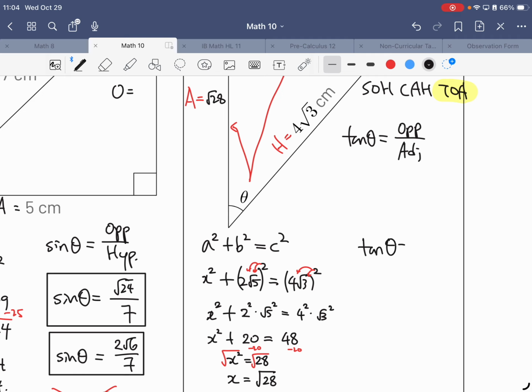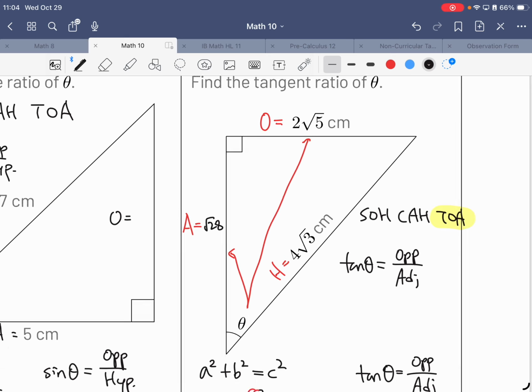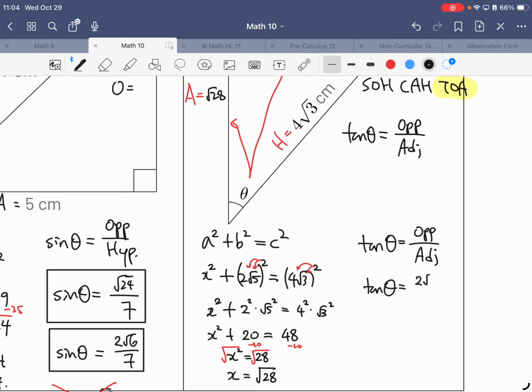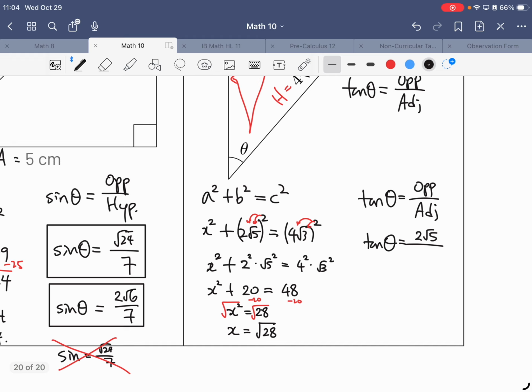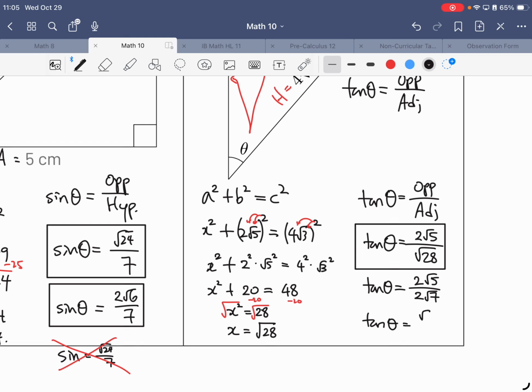Tangent of theta is opposite over adjacent. How long is the opposite side? My opposite side is 2 square root 5. How long is my adjacent side? It's square root of 28. And there you go, and that's my final answer. Tangent theta is equal to 2 square root 5 over square root of 28. And of course, once again, if you're a super tryhard, you can make this as 2 square root 5 over 2 square root 7, which means tangent theta is equal to, simplify it, square root 5 over 7.